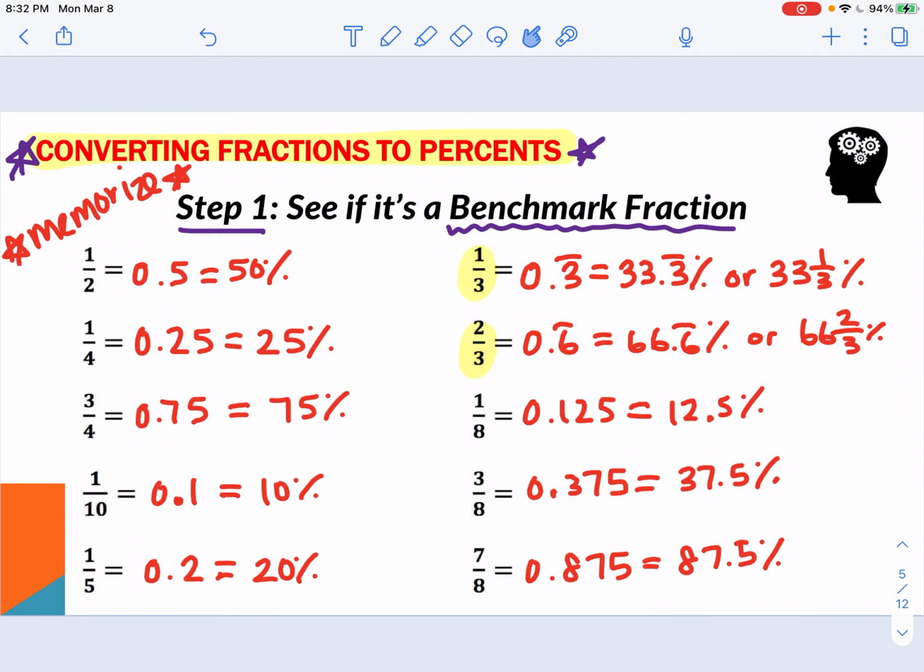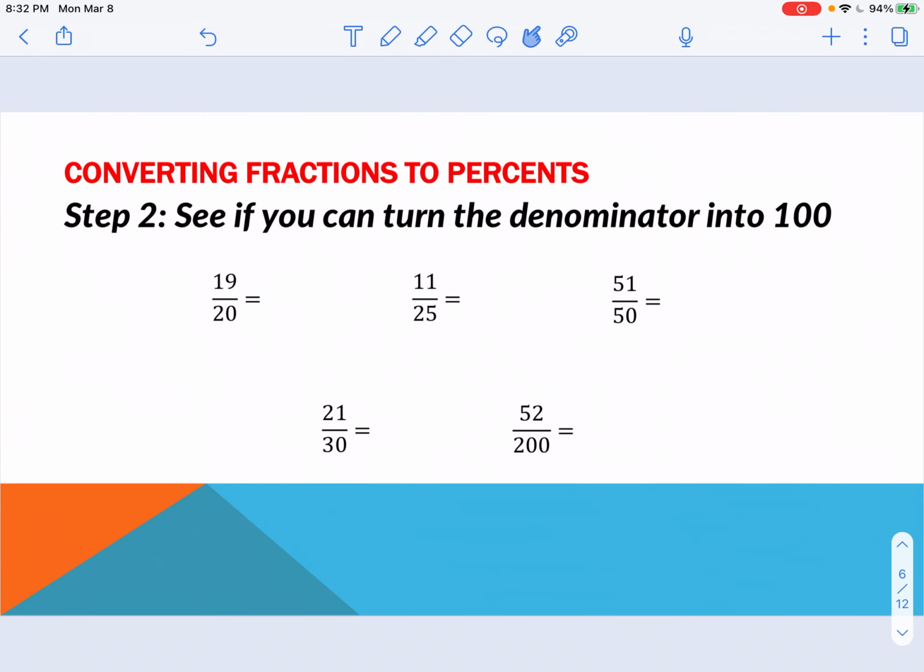Well, unfortunately, there's a lot of other fractions out there in the world, so they're not all going to be benchmark fractions. So step 2 is to see if you can turn the denominator into 100. Now, if you take a look at these 5 examples, you're going to see that these are all fractions, and remember, our goal is to turn them to a percent. Well, these are nice, easy ones to turn into a percent, because like we said, percent means per 100. So our goal here is to make the denominator 100.